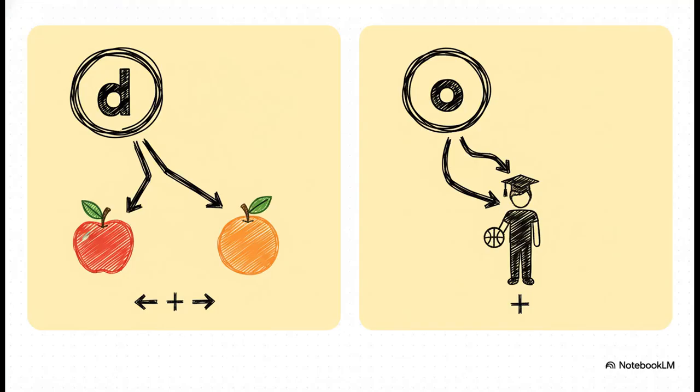The first question you have to ask yourself is about exclusivity. Is it disjoint or is it overlap? This is the rule you mark inside the circle. If you choose disjoint, you put a D in there.